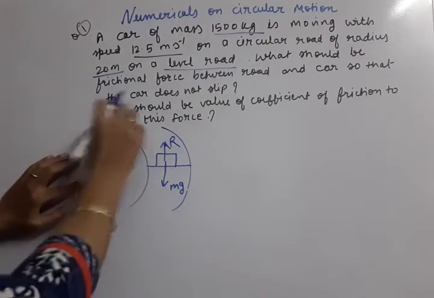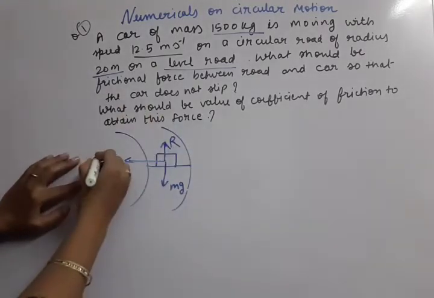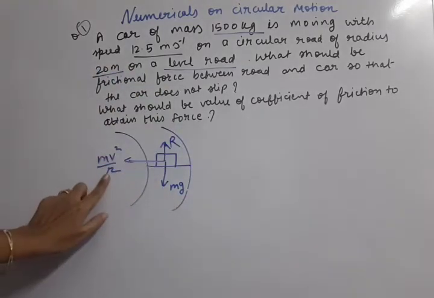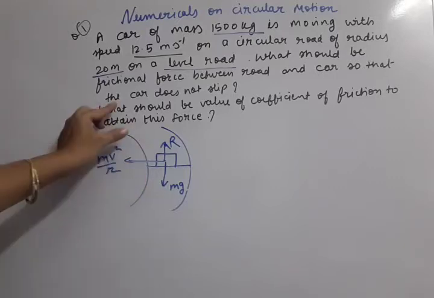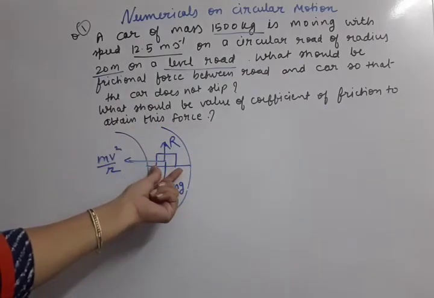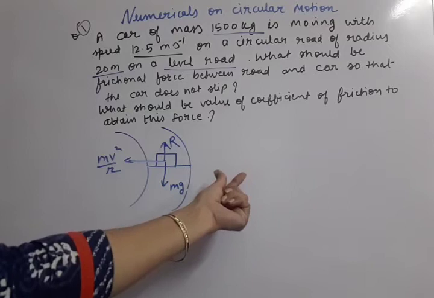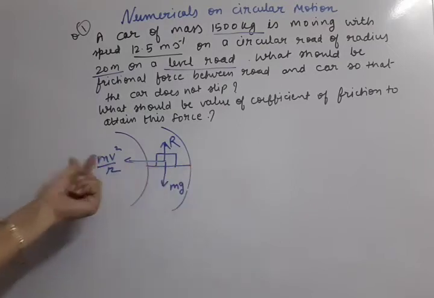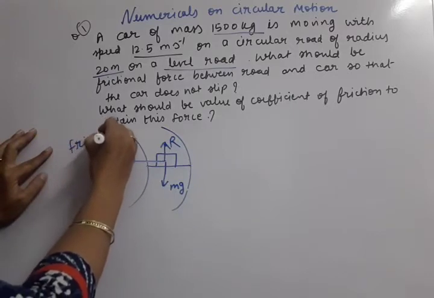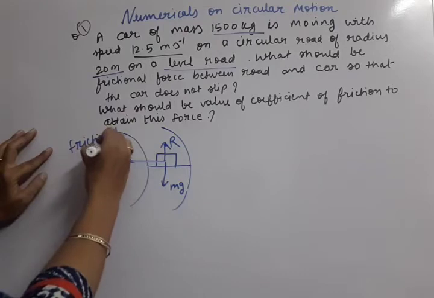Then the car needs the centripetal force to take the turn. So by what agency is this centripetal force provided to the car? That is the friction force. As the car tries to take the turn, the tires of the car try to move away from the center. So motion is away, which means friction is towards the center. So this mv square by r is only playing the role of the frictional force. This we have already studied in the theory.